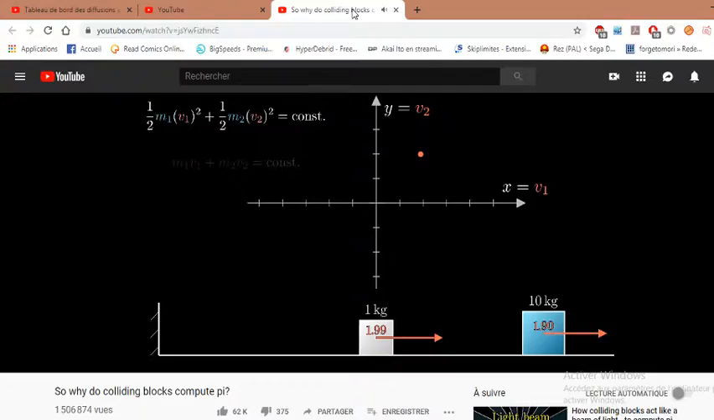At the beginning, when the first block is sliding to the left and the second one is stationary, we're at the leftmost point on the circle, right? Where the x-coordinate is negative and the y-coordinate is 0. What about right after the collision? How do we know what happens? Conservation of energy tells us that we must jump to some other point of the circle, but which one? Well, use the conservation of momentum.